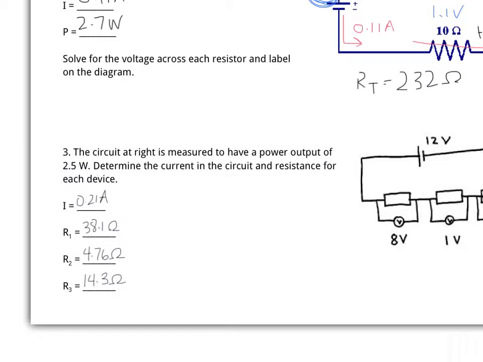Number 3 works out very similarly to numbers 1 and 2, so I'll just provide you with the answers here. The total current is 0.21 amps. The resistance, 38.1 ohms for resistor 1, 4.76 for resistor 2, and 14.3 ohms for resistor number 3.